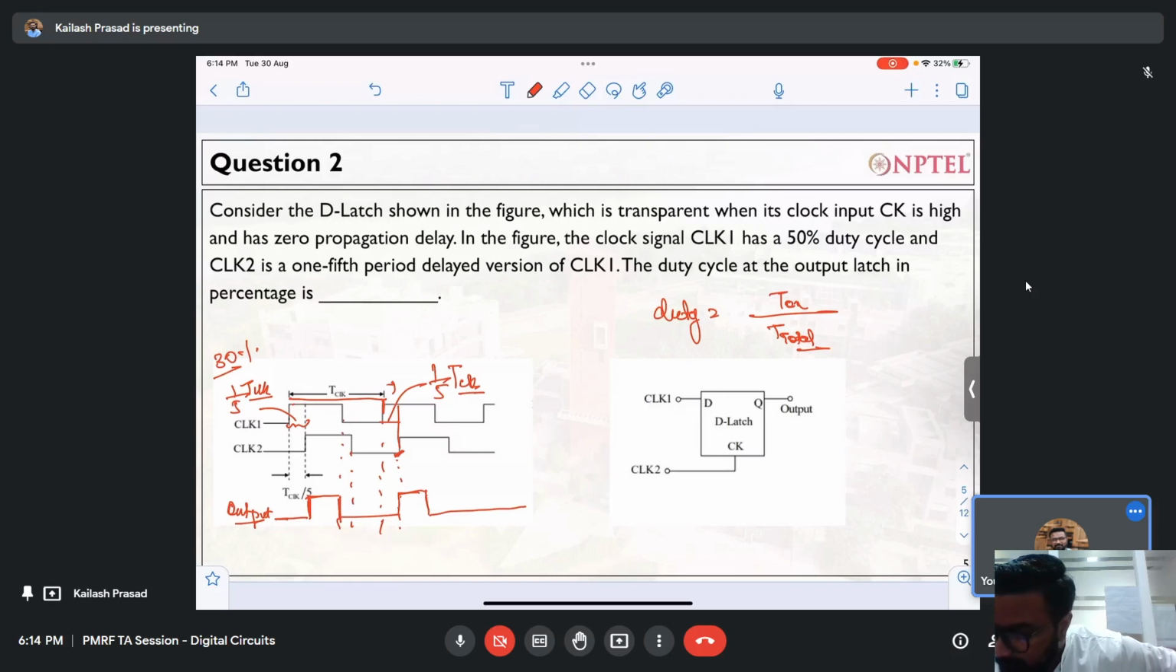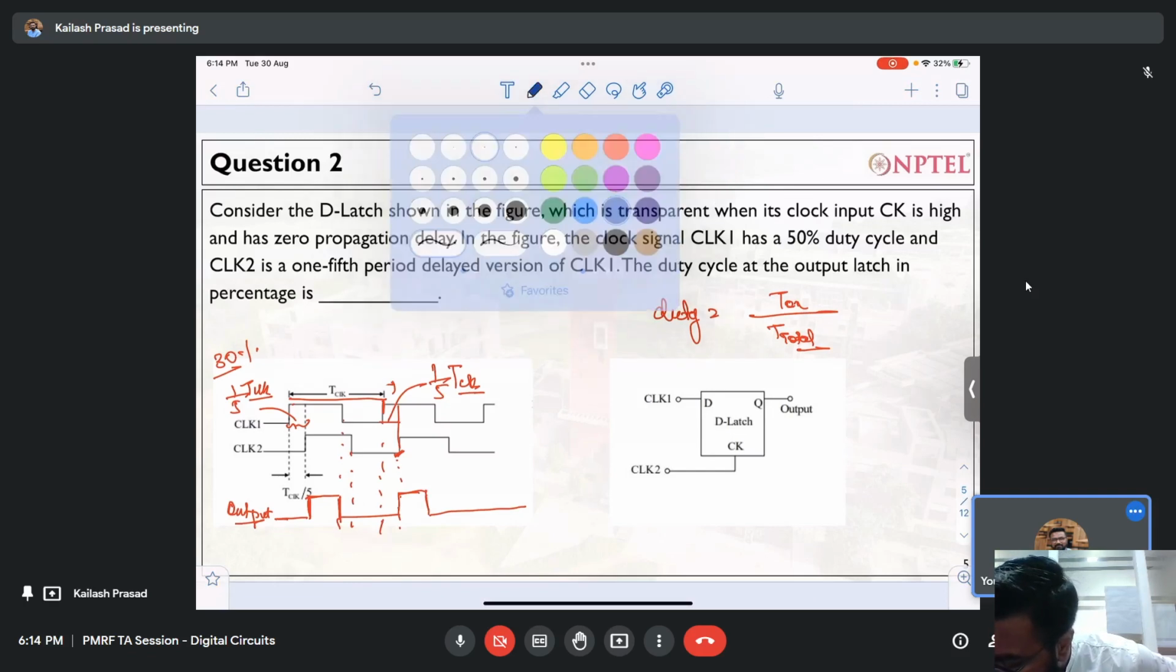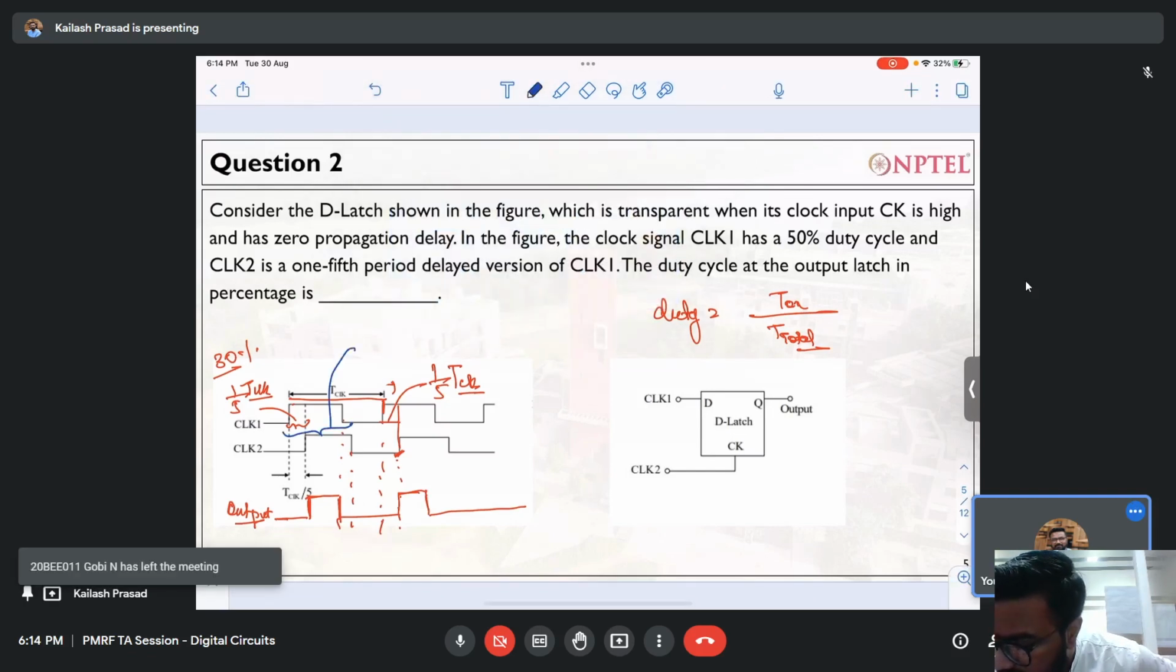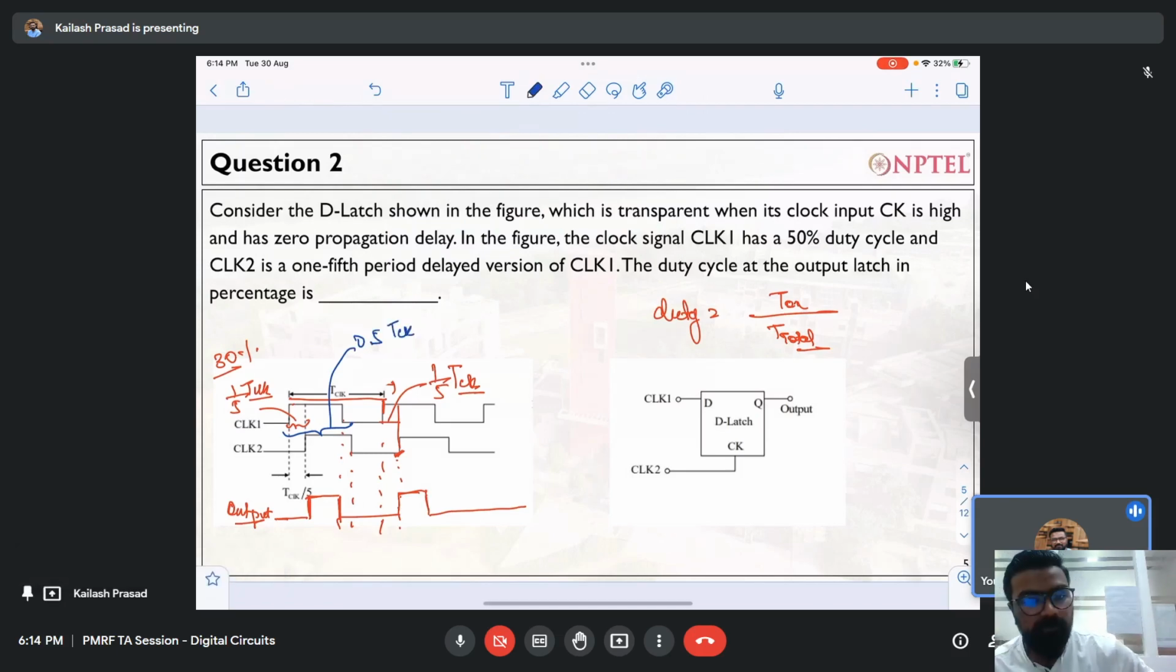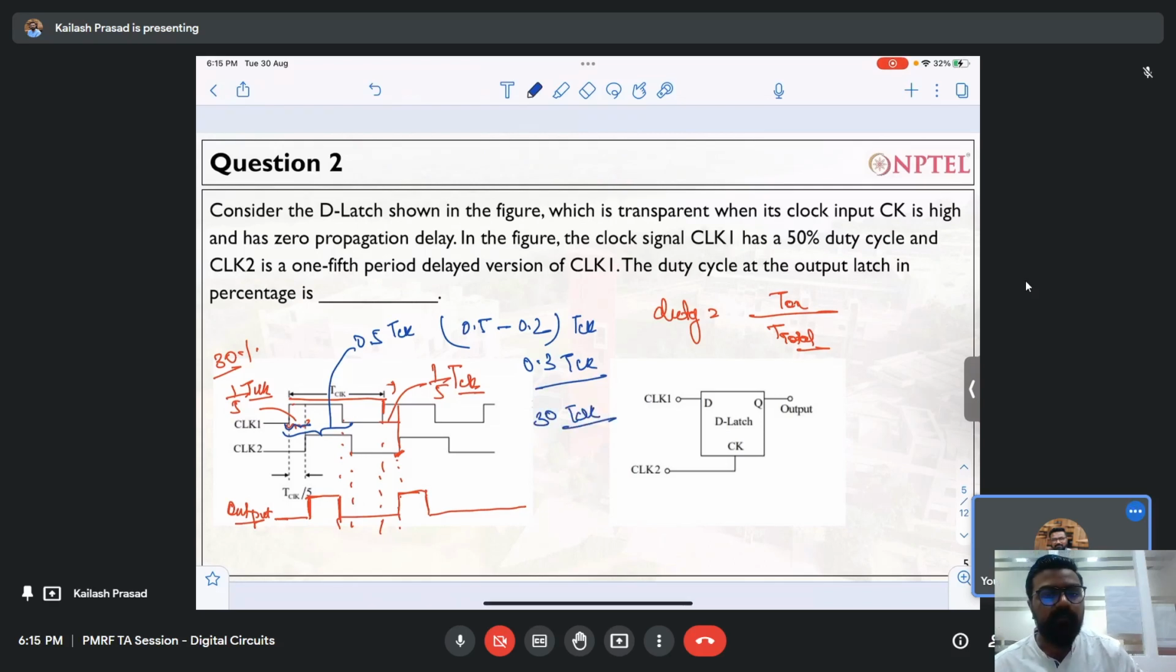If you observe this part, up to this is 0.5 of T clock. And it is turned on 0.5 minus 1 by 5, so this is my 1 by 5, it means 0.2 of the T clock. So this will be 0.3 of the T clock. So if we convert this into percentage, this will be 30 percent of the T clock.